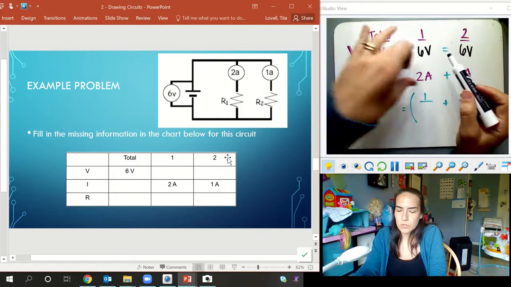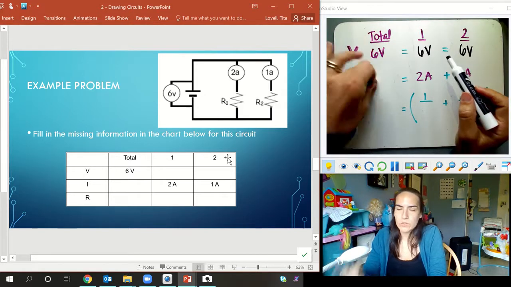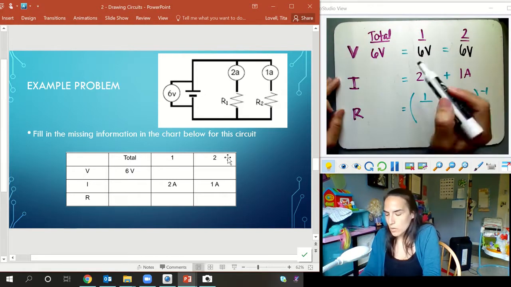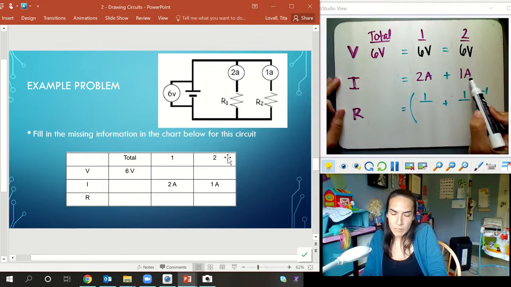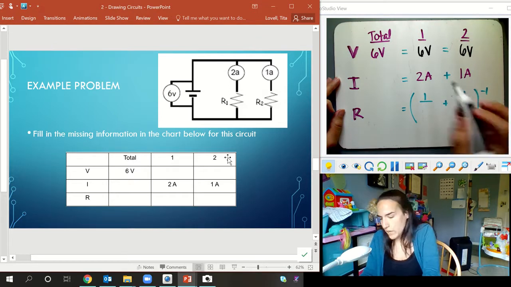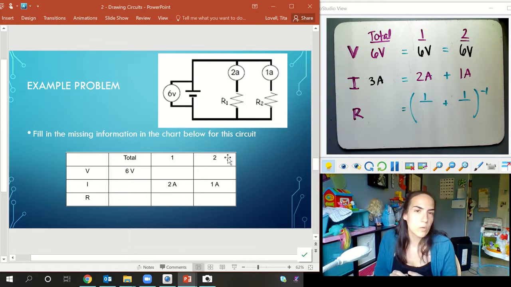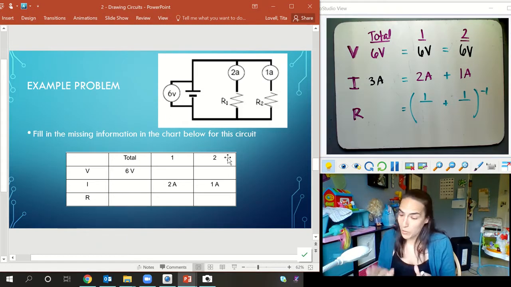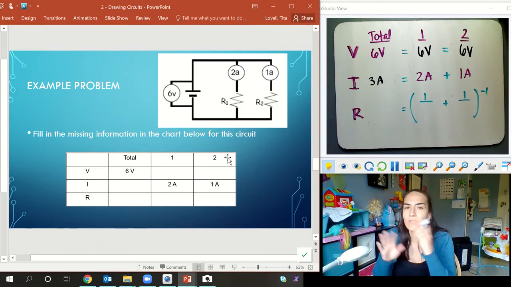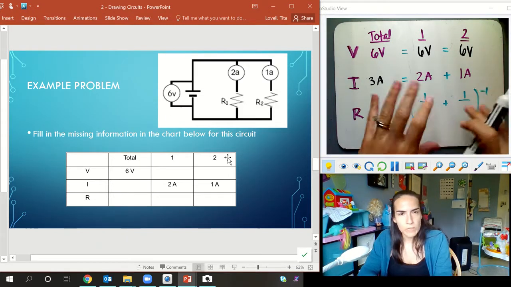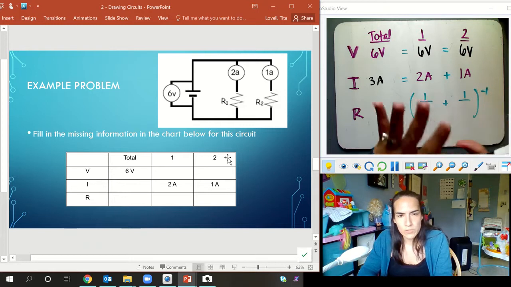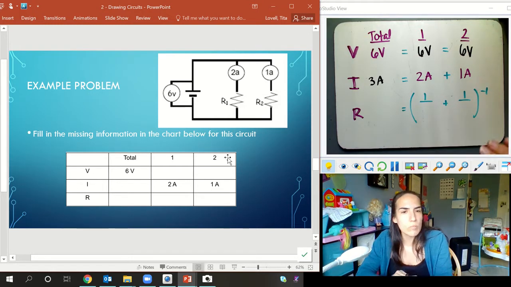So let's do the current first. I know that I've got 1 amp of current. I'm going to add that to the 2 amps of current going through the other branch. So the total current that I have in my particular circuit is going to be 3 amps. You're probably already seeing what you can do here. You can find your total resistance without even having to do the whole fractional inverse situation, but I want to show you both options.